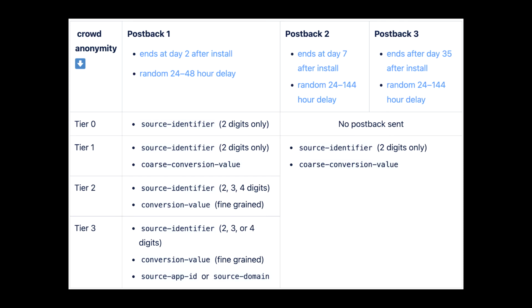So this is the new addition by Apple, where now we can get a coarse-grained conversion value in tier 1 when we have a low number of installs while preserving privacy. So how are coarse-grained CVs even useful?